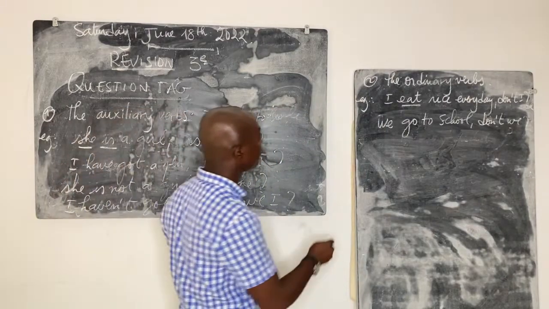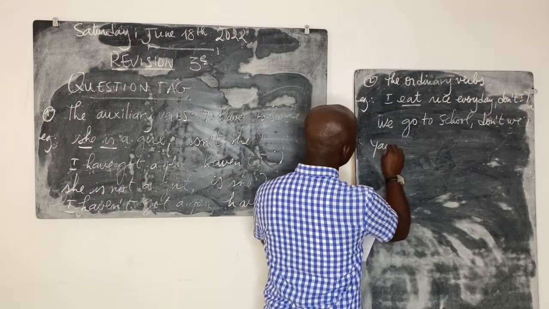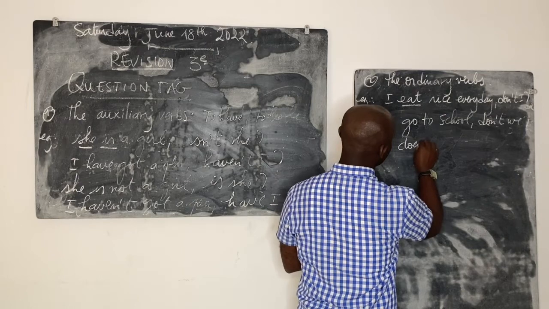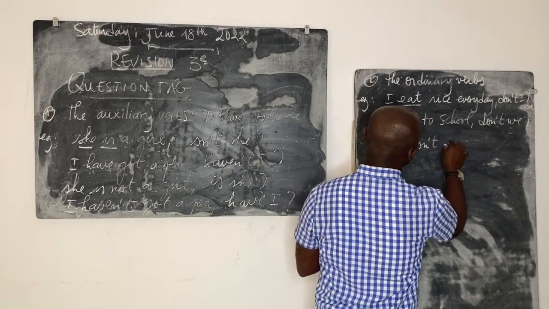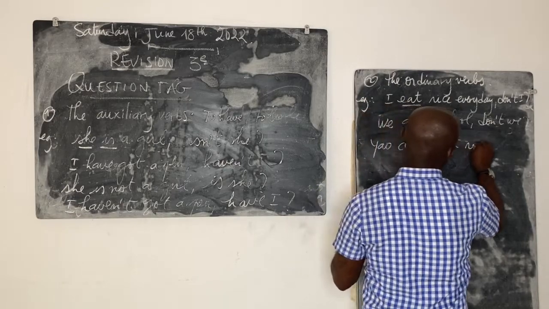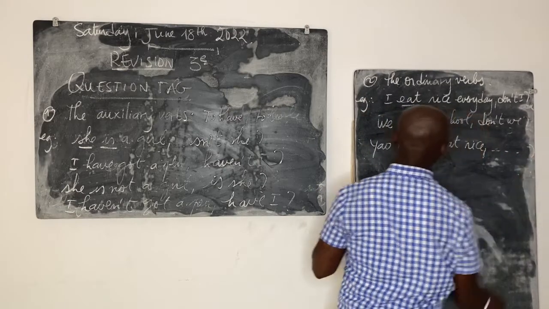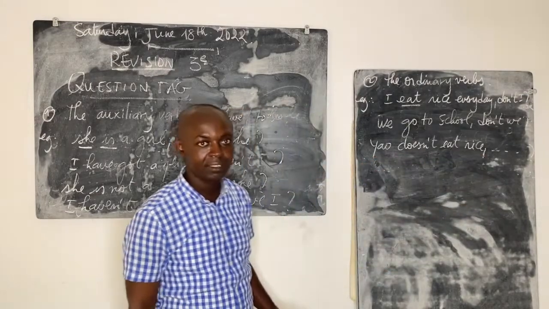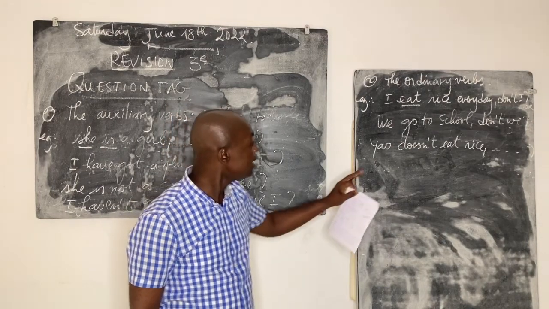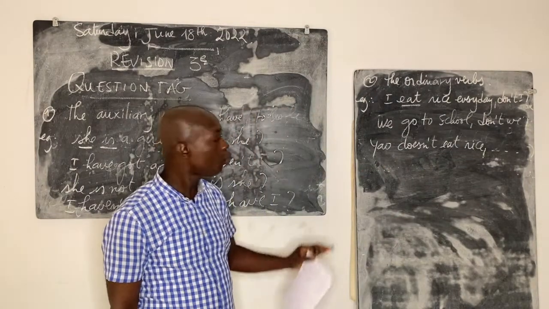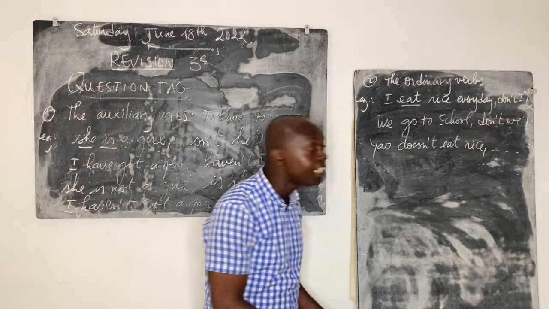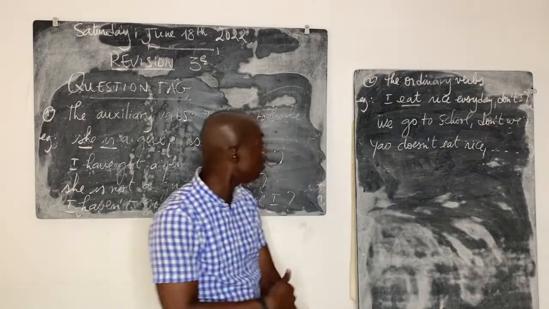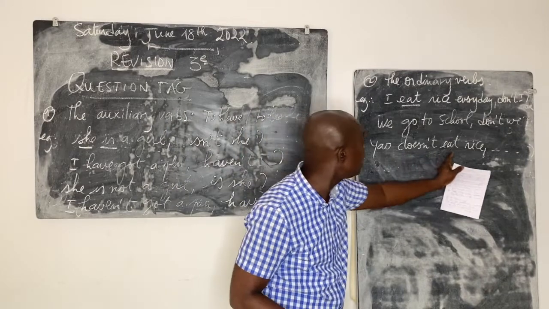Now we're going to say that Yao doesn't eat rice every day. Of course, what will be the tag? We have this thing. Yao doesn't eat rice. The sentence here is the negative form. So the tag is going to be in interrogative form.